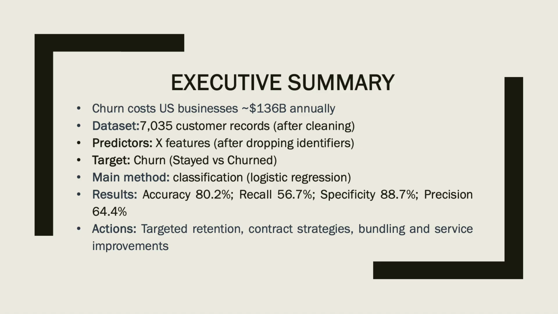Logistic regression is used as the main classification method to produce a churn risk score and a prioritized list under budget and capacity limits. On the test set, accuracy is about 80.2%, recall 56.7%, specificity 88.7%, and precision 64.4%. Overall, the model is best used for ranking and top K targeting.